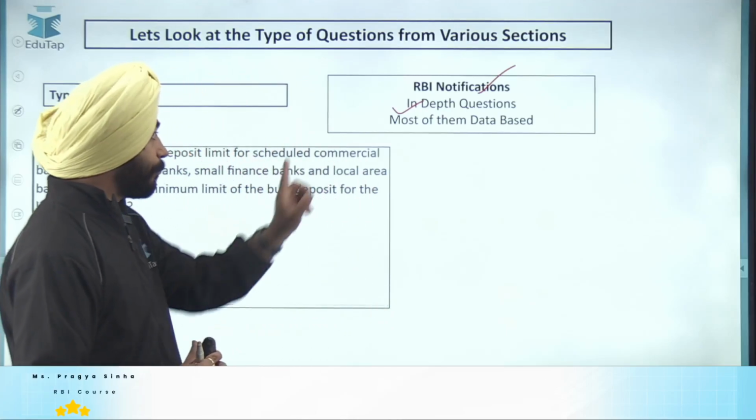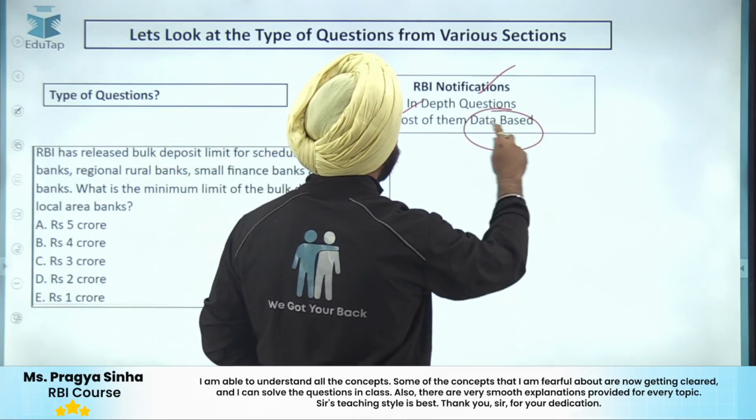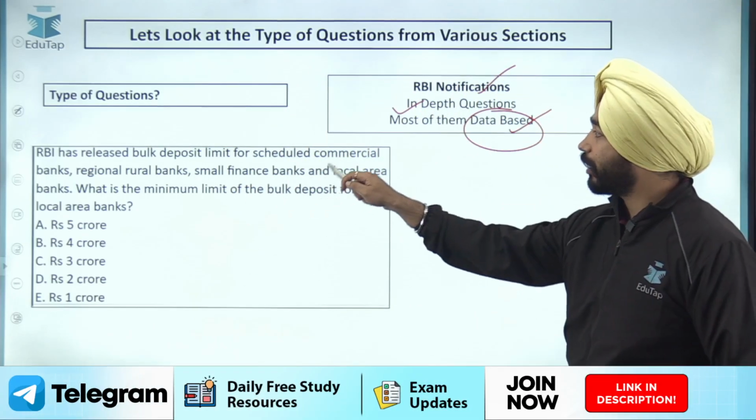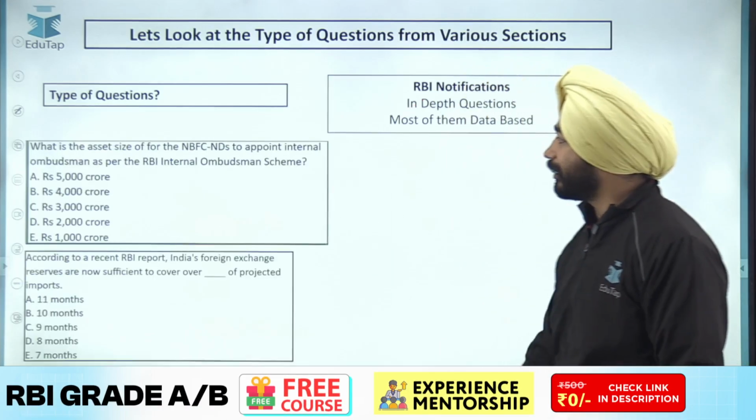Okay, let's come back here. The questions are in depth, but why are they in depth? They are mostly data-based questions. You can see the questions here. Question on RBI's release of the bulk deposit limit for scheduled commercial banks. What is the minimum limit of bulk deposit?